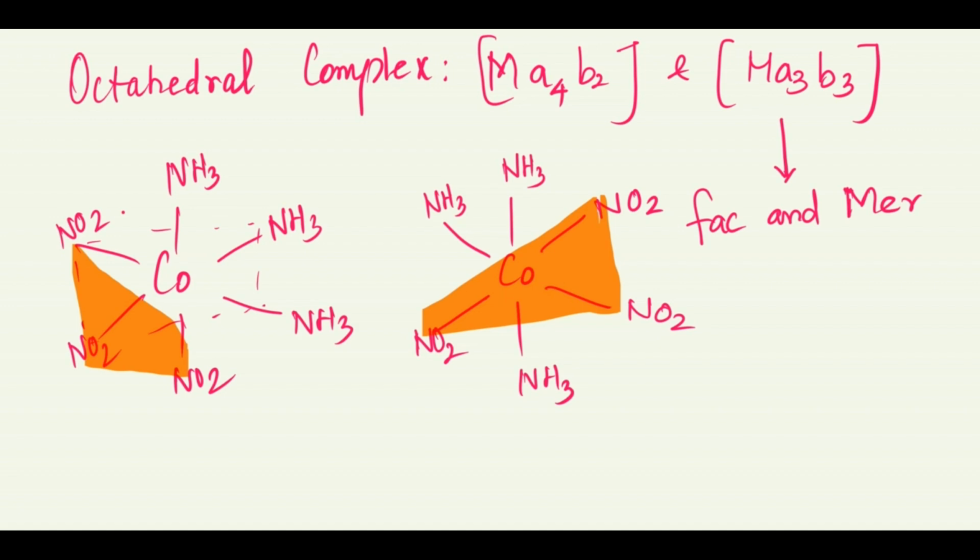The first one is called the facial or FAC isomer. The second one, where NO2 is present in the equatorial plane only, is our MER isomer, meridional or mer isomer. Okay, this is the most important type of isomer because it is different, no? So a lot of questions can be asked. The another type, MA4B2. If B2 is present on the same side, then that is cis. If B2 is present on the opposite side, then that belongs to trans.